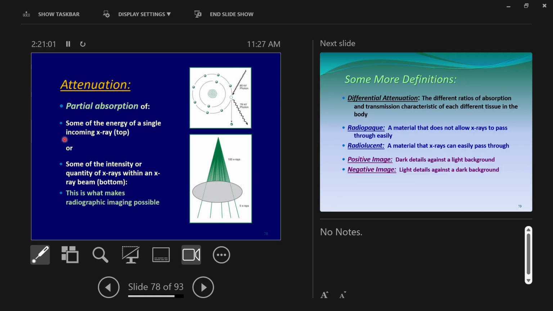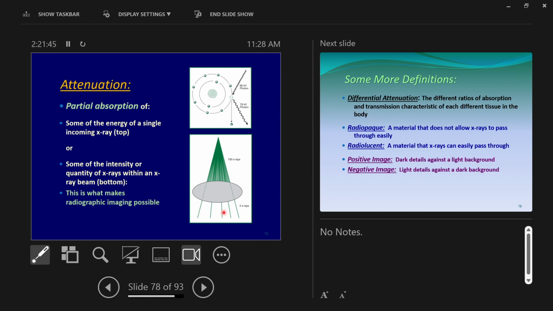Our next term, these are just some terms getting down on the board. Attenuation. Attenuation is an important term. Where X-rays do not reflect or refract, they are attenuated. X-rays are absorbed, visible light too, but X-rays are absorbed partially by things that they pass through. They pass through things, but they are absorbed by things too. Some of the energy of a single incoming X-ray, or some of the intensity or quantity of X-rays within the beam, is partially absorbed as it travels out of the X-ray tube through the matter that it interacts with.